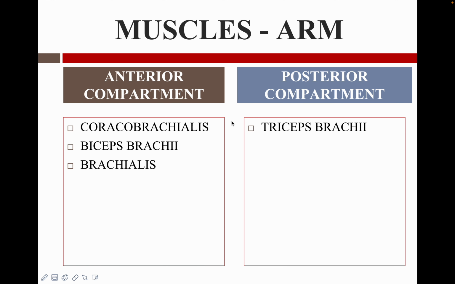So we divide the arm into two compartments, the anterior compartment, the flexor compartment, and the posterior compartment, the extensor compartment. The anterior compartment of the arm consists of number 1, coracobrachialis muscle, number 2, biceps brachii muscle, and number 3, brachialis muscle. And the posterior compartment has a single muscle, that is the triceps brachii muscle.